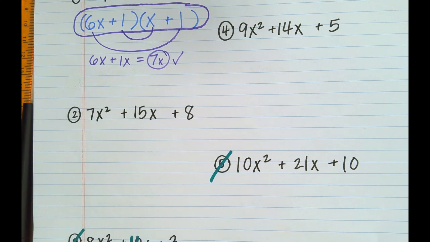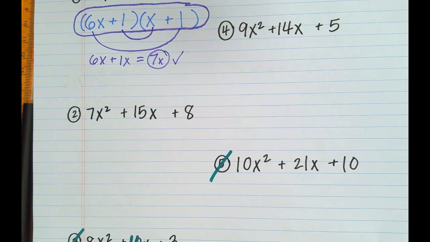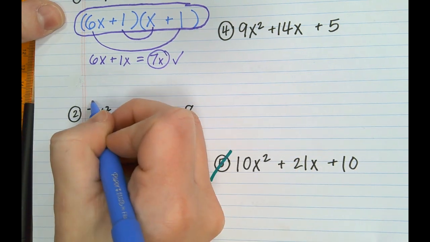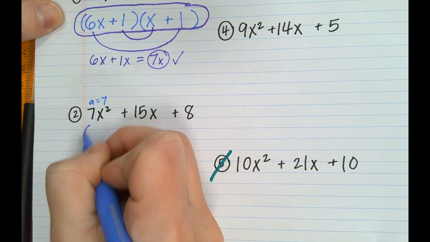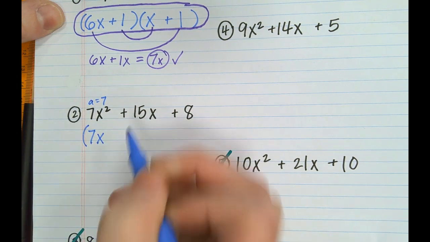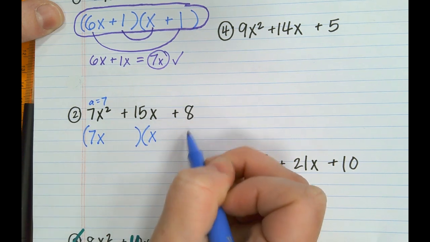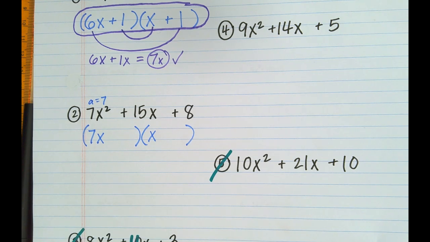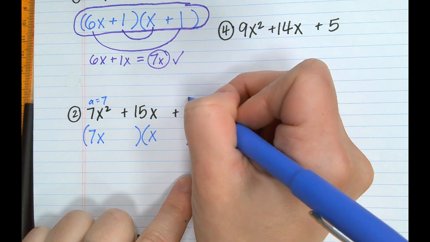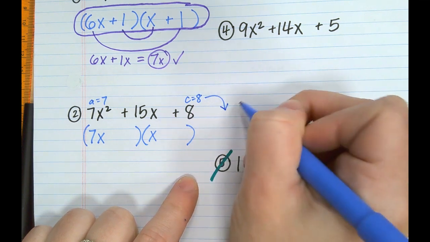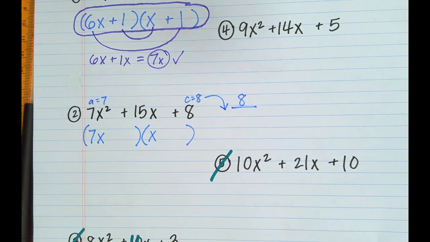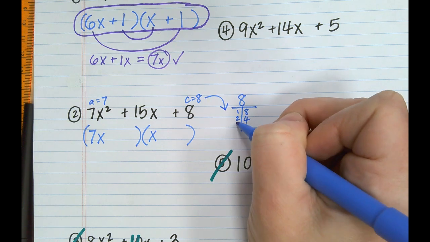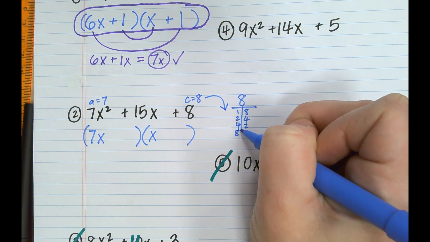Right off the bat, I can tell that there is no greatest common factor. So what is my answer going to look like? I'm going to bring down my A, which is 7. So I need to have 7x in my first parentheses and x in my second one. Now we want to find our factors of C. C is 8. So what are all my factors of 8? 1 and 8, 2 and 4, 4 and 2, 8 and 1.